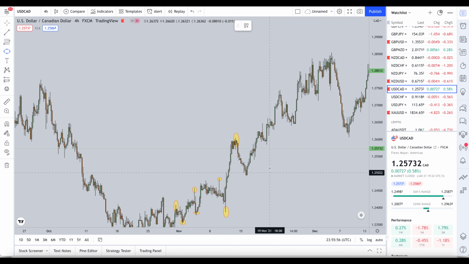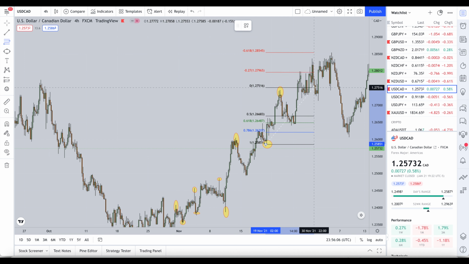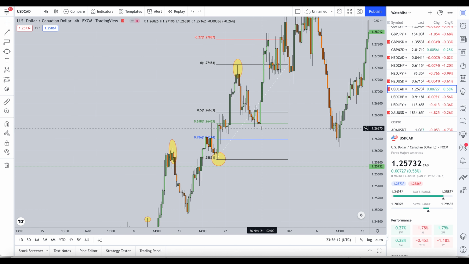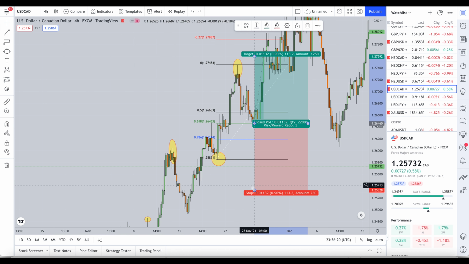We have another one here. We have a higher low, higher high. We use Fibonacci retracement like that. And here we can see that we have like 4 or 5 candles rejecting and respecting the 0.618 level. So I can just enter a buy position from there.